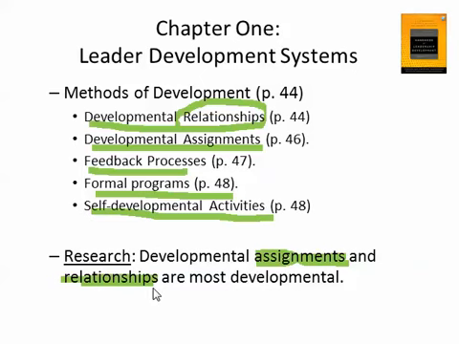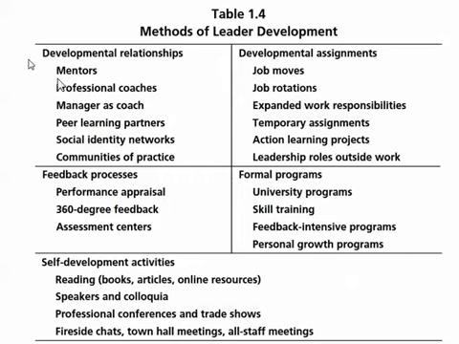That could be your manager or it could be somebody else, but somebody to help you along. These two things are very important. Now, so we have developmental relationships. Again, mentors, professional coaches, manager as coach, peer learning partners, social identity networks, communities of practice. Those are the kinds of relationships that can help in development.